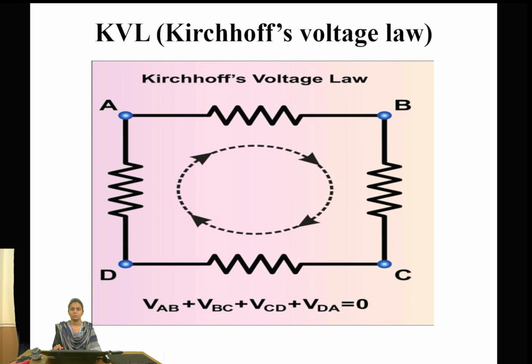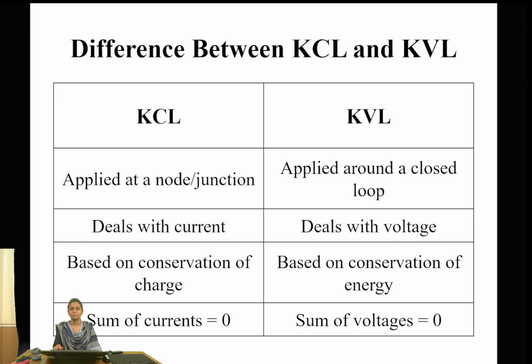This is the demonstration for KVL. Here you can see that this is a loop, and you can write the equation for KVL as voltage AB plus voltage BC plus voltage CD plus voltage DA is equal to 0. Here you can see these 4 resistors, the middle one is a loop, and nodes are A, B, C and D.